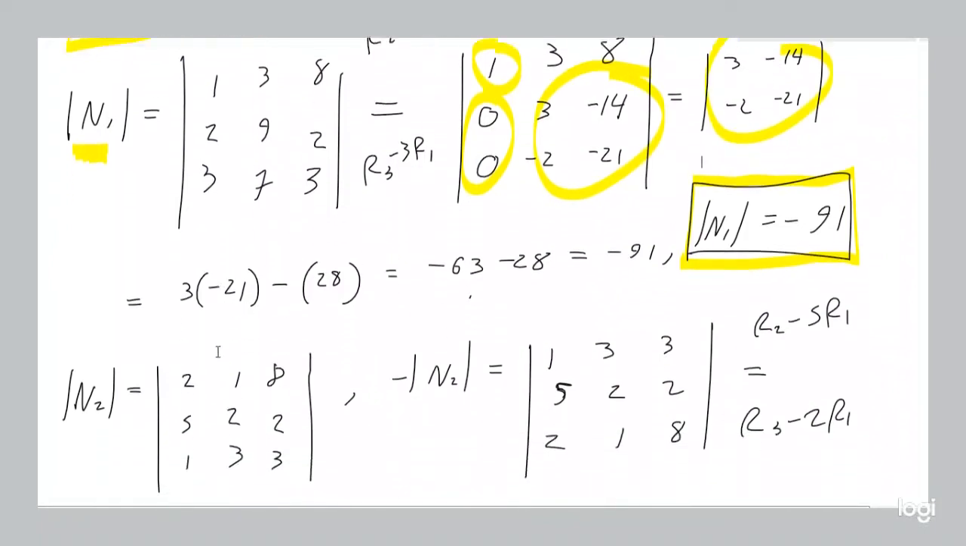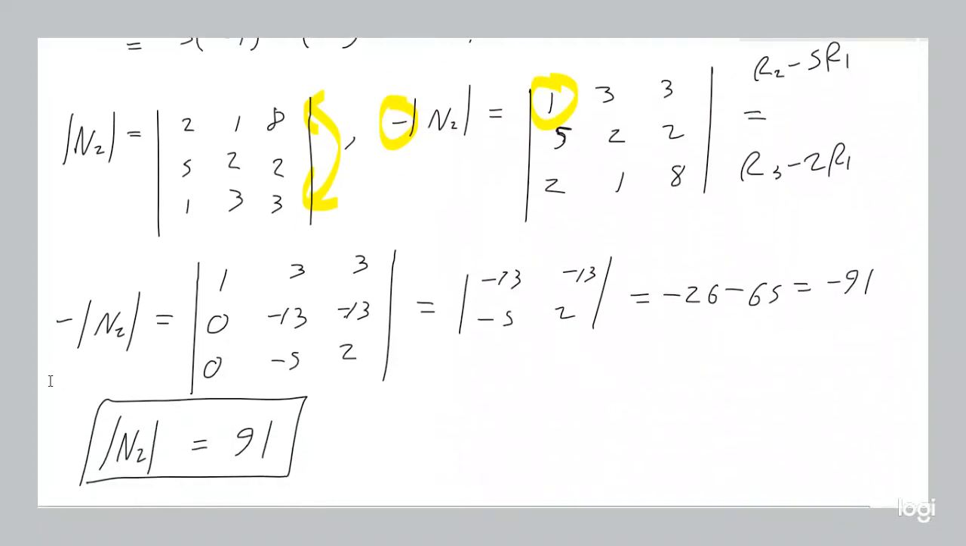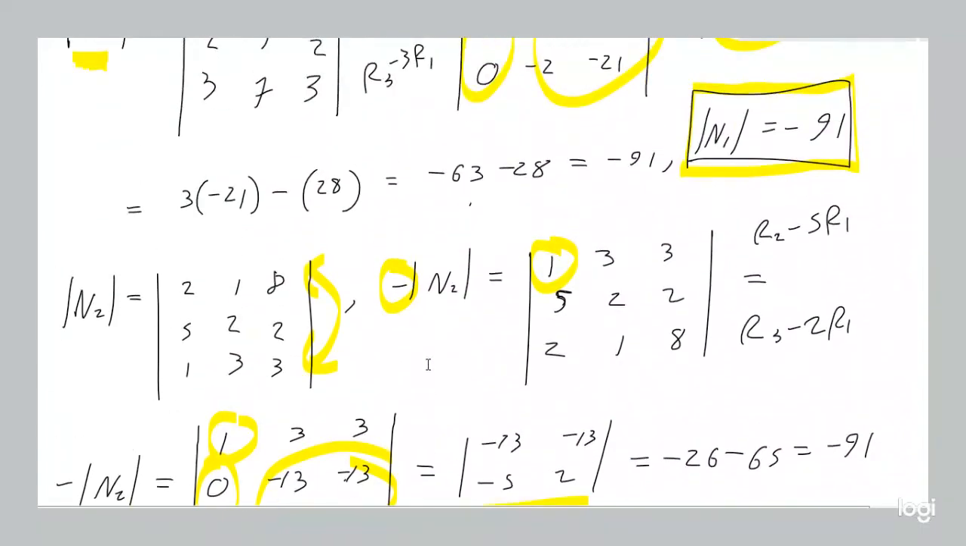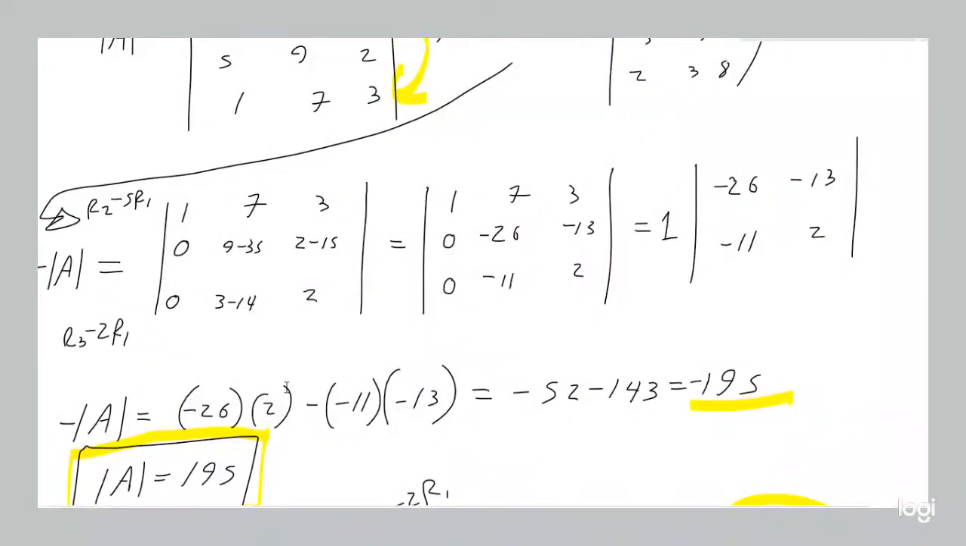Right, there it is. Then for N2, we'll switch two rows again, so we're looking for the negative determinant of N2. Having that 1 there is convenient, because again, we can use row operations to create zeros here, and the determinant is just going to be 1 times the determinant of that. There it is right here. And so we get the determinant of N2 is 91 rather than negative 91.